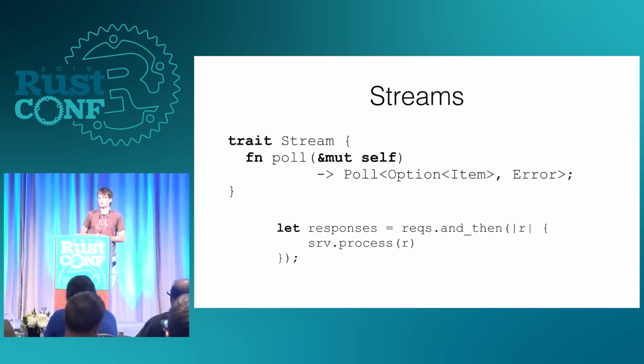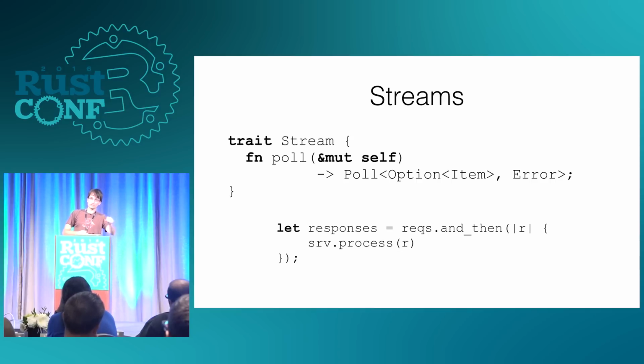You have Some of an item if you have an item, or None if the stream has ended, and you can keep going. And this is actually really powerful. Down here we have an example where we have a stream of requests, this rex variable, and that's just data coming in off the wire. We've parsed it into a bunch of requests, and we have a stream representing that. We now have a function from a request to a future of a response, kind of like plumbing through futures all the way.